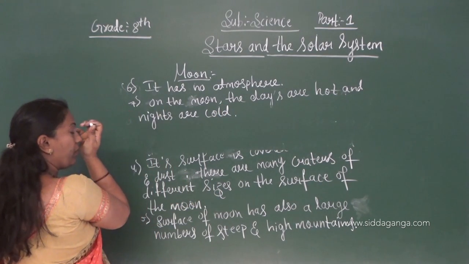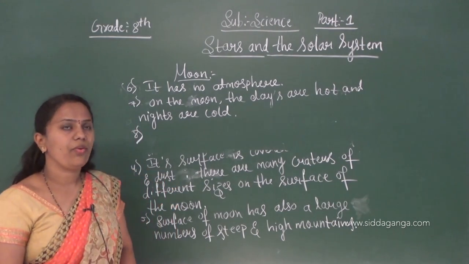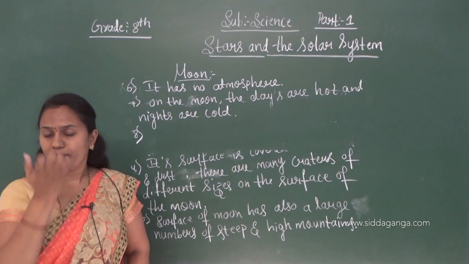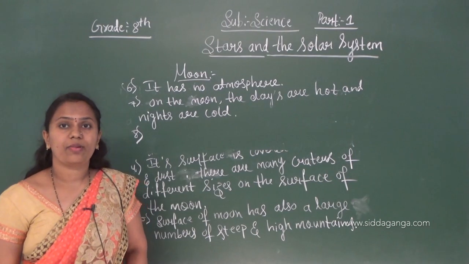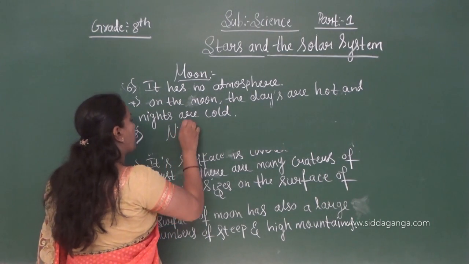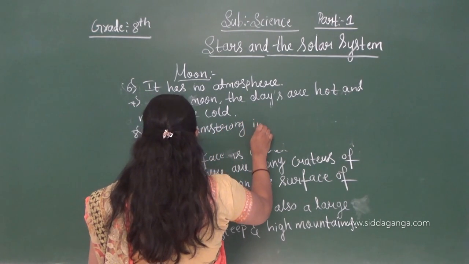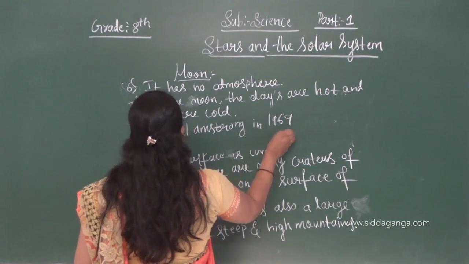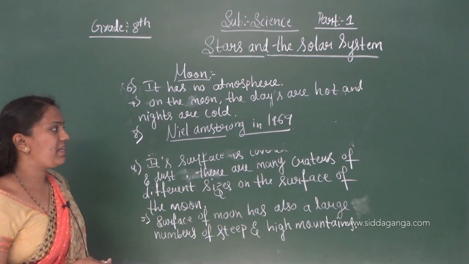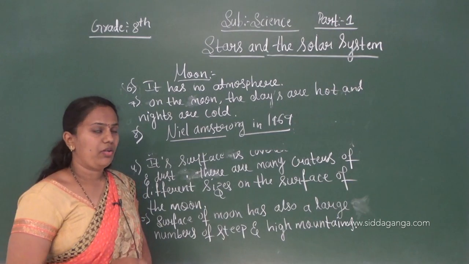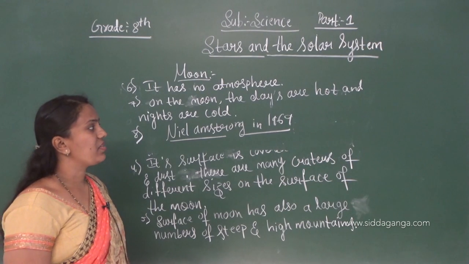Okay. So the next one is the first astronaut. The first astronaut who landed on the surface of the moon was the American astronaut Neil Armstrong in 1969. So he is the first astronaut who landed on the moon. He is an American astronaut, one of the astronauts who landed on the surface of the moon.